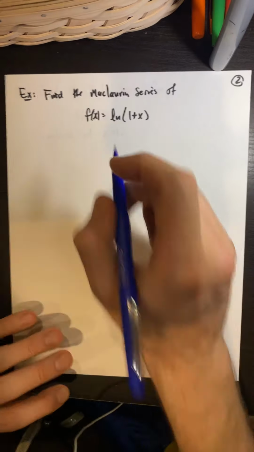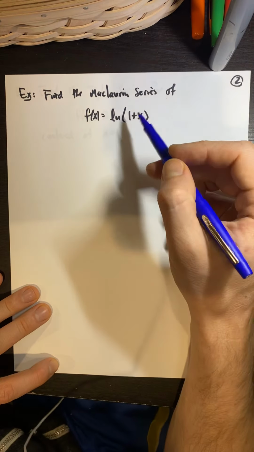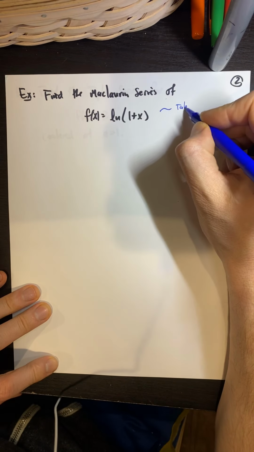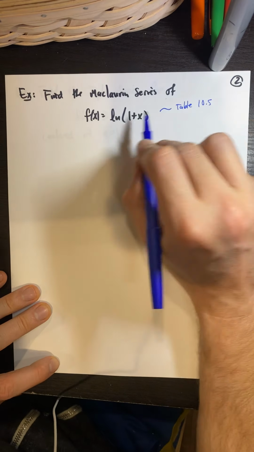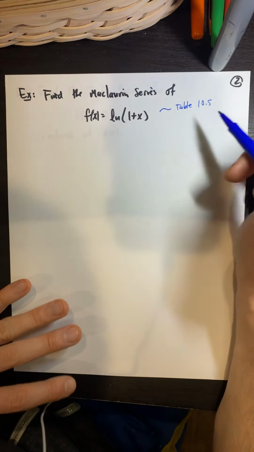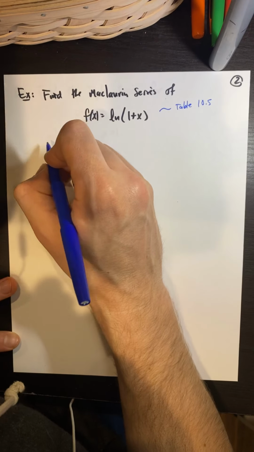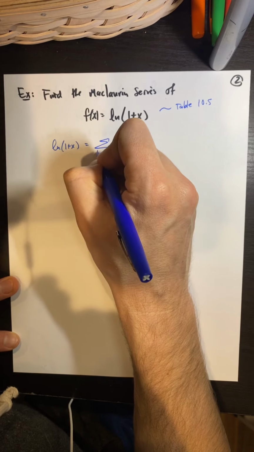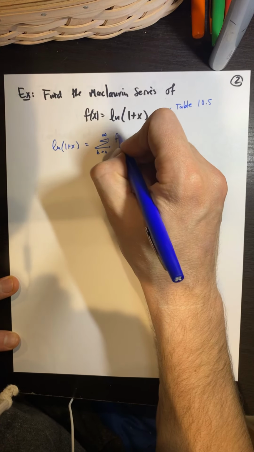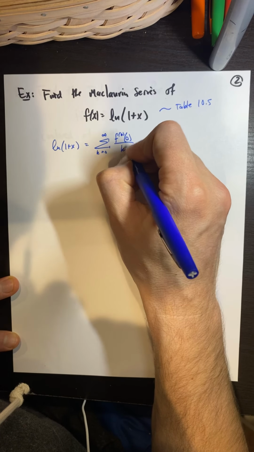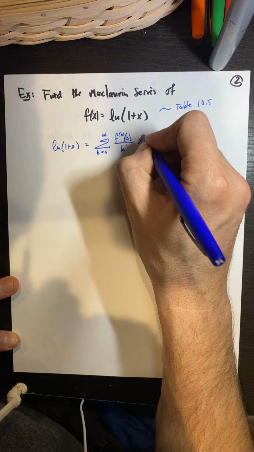All right, so first off, let's look for a Maclaurin series. So this function, ln of 1 plus x, is one of the classic Maclaurin series that's given in table 10.5. So this is in the table, but let's actually derive the Maclaurin series. So remember, the Maclaurin series is just the Taylor series, but centered at 0. So here, ln of 1 plus x can be written as an infinite series, k equals 0 to infinity, where the terms of the series are the kth derivative evaluated at 0 divided by k factorial times x to the k.